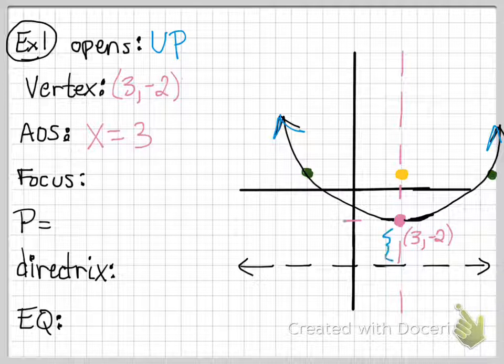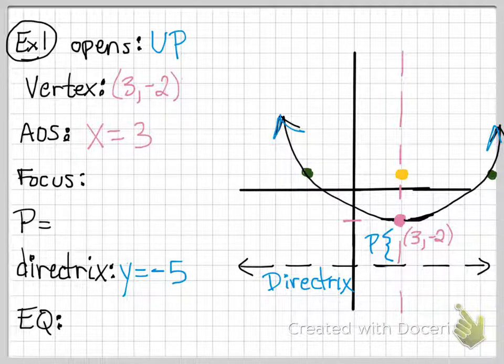Remember, p is that distance between the vertex and the directrix. So this is my directrix down here. My dashed line is my directrix. So let's go ahead and write it down. The directrix is at y equals, because it's cutting through the y-axis, and we count down 1, 2, 3, 4, 5: -5. Easy enough. -5 for my directrix.